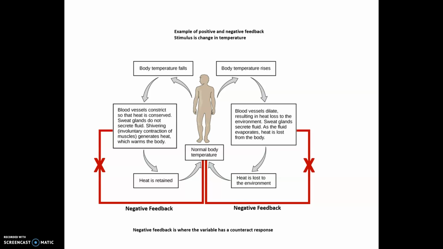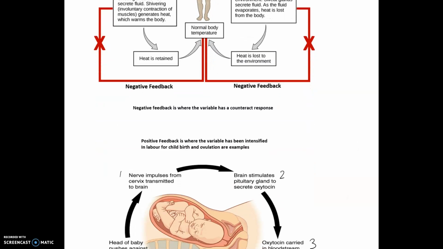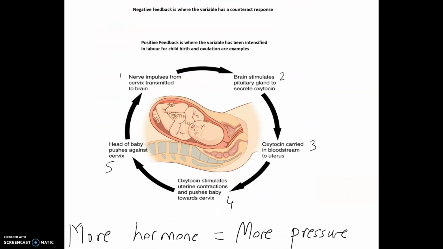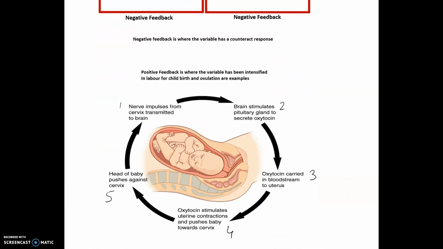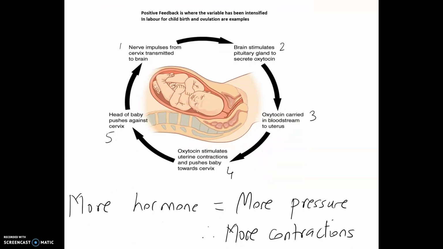Let's look at a different example where we're going to look at positive feedback. Positive feedback is an example where you intensify the feedback. For example, if you are in labor, the more hormone is released, the more pressure will be built up, and the more contractions will occur to get the baby to be delivered.